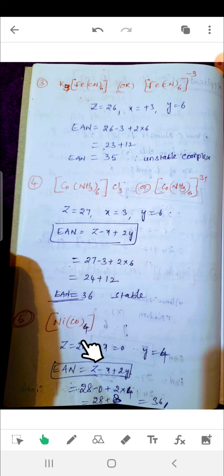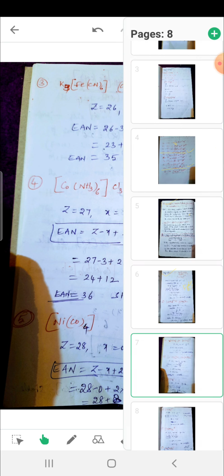Tetracarbonyl nickel: nickel is 28. The oxidation number is 0, because carbonyl is a monodentate neutral ligand, which is 0. So oxidation number 0, Y equals 4 ligands. Z 28 minus 0 plus 2 into 4 ligands, 8, so 28 plus 8 is 36. This is also a stable complex.